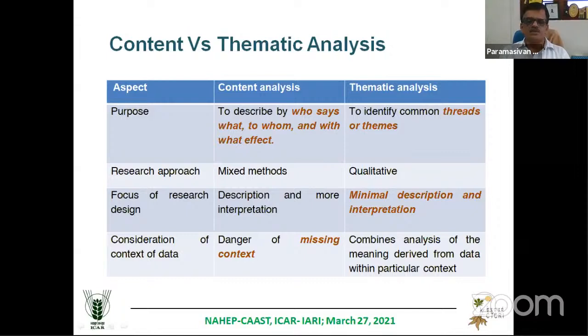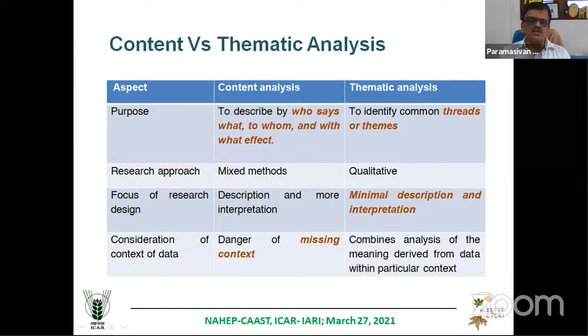And the focus of the research design is minimal description and interpretation in thematic analysis, but the content analysis paper will be a very long one. You will be classifying the frequencies region wise, respondent wise, where the paper was published, so many frequencies will be there, but it will not be there in thematic analysis. In a thematic analysis paper, you will find only the quoted statements. Most of the places you will find the quoted statements. The statements may be repeating 5 or 6 times there.